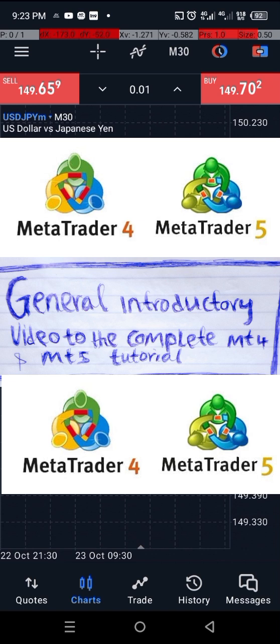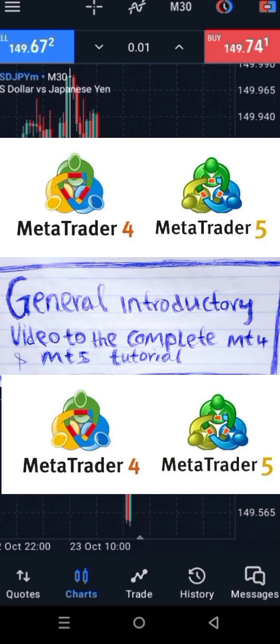The first difference between MetaTrader 4 and MetaTrader 5, like I've already said, is that MetaTrader 5 is an updated version of MetaTrader 4. The second difference is that MetaTrader 4, in terms of programming language, is MQL4, while the programming language for MetaTrader 5 is MQL5. And the third difference is that MetaTrader 4 does not have an economic calendar, whereas MetaTrader 5 has an economic calendar.